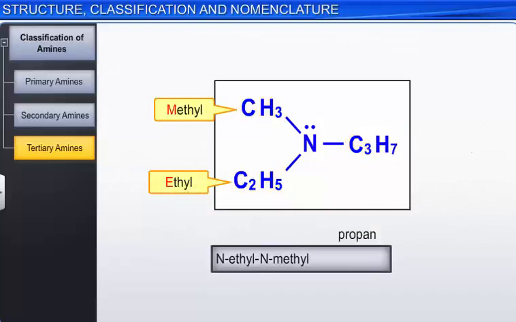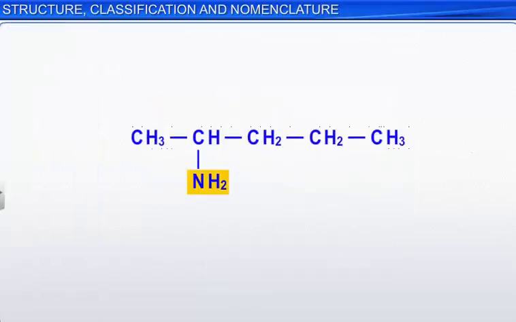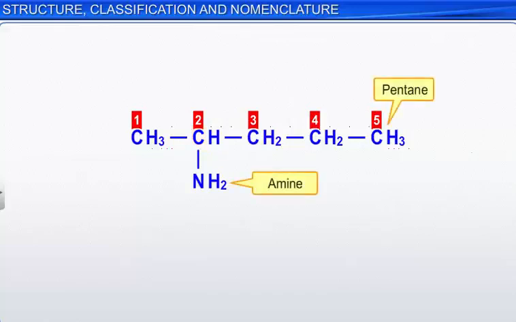If an amino group is present in the carbon chain, as shown here, then the numbering of the carbon atoms should be done in such a way that the carbon bearing the amine group gets the lowest number. The name of the compound is written by removing the E from the parent alkane, followed by the number of the carbon bearing the amine group, followed by the suffix amine. Thus, this compound is named pentan-2-amine.